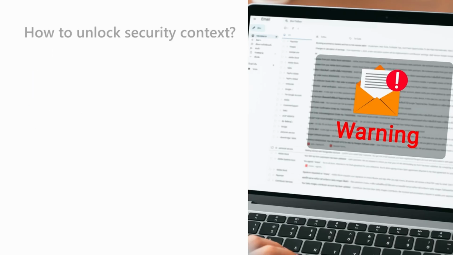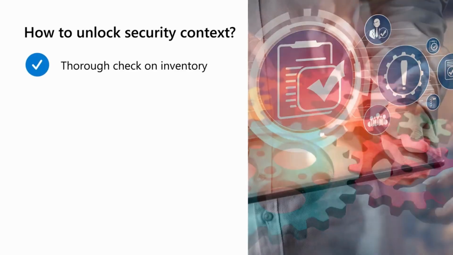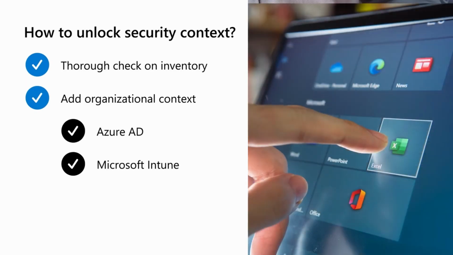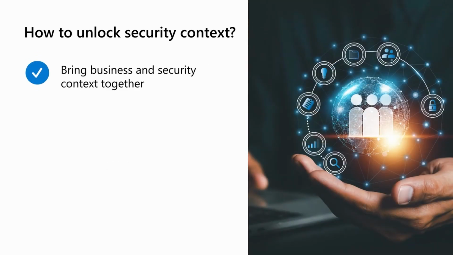Then, we will discuss how to unlock security context to drive an investigation. You can deep dive into security-relevant inventory, such as users, hosts, and apps. Once you check the inventory, add organizational context from other Microsoft Graph providers, such as Azure AD, Microsoft Intune, and Microsoft 365, to bring business and security contexts together and improve threat response.